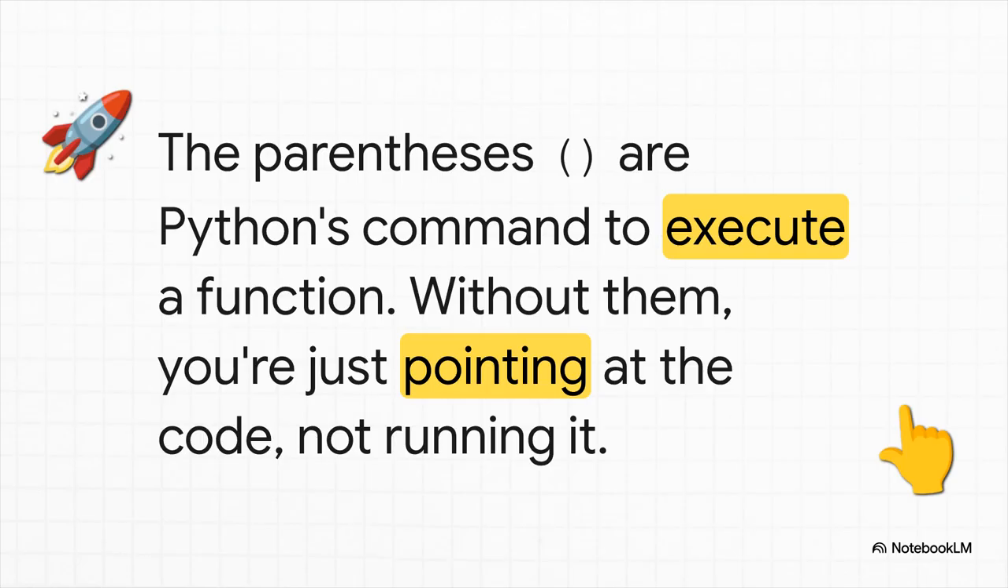Here's the key. Those two little parentheses, they are the Go button. They're the universal signal in Python that says, execute this function, run it now. If you leave them off, you're not actually telling the function to run, you're just pointing at it. It's like pointing at a hammer instead of actually swinging it.